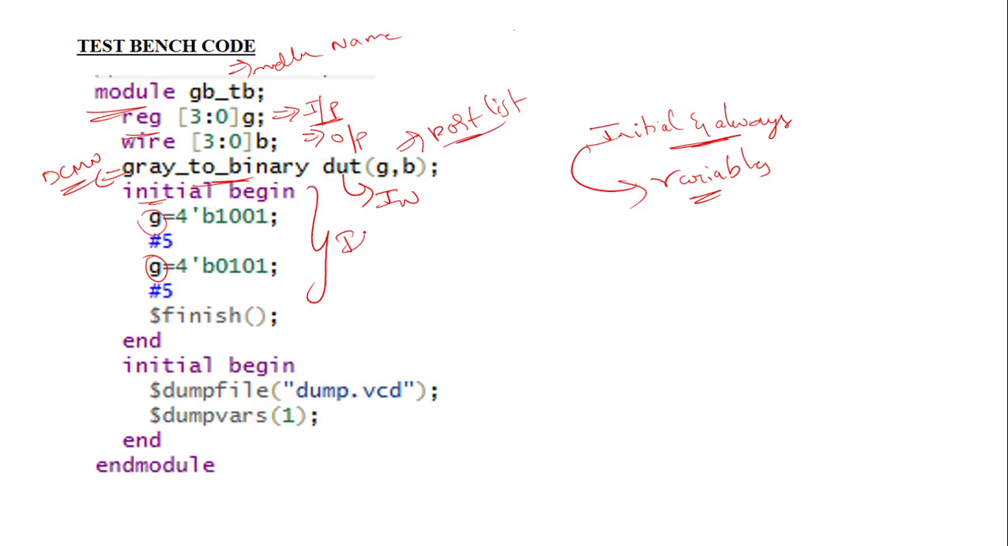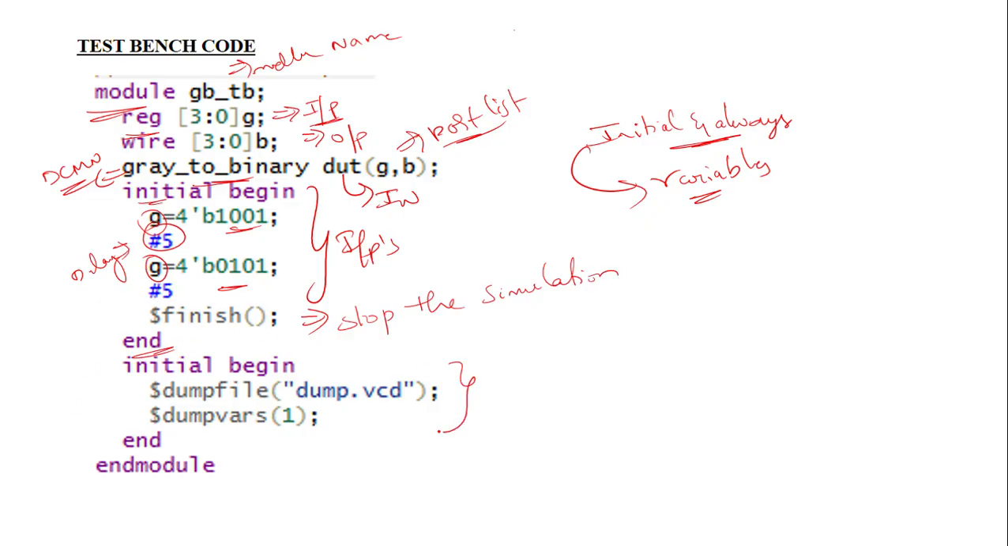Next, in the initial begin, there are the input combinations. Whatever values you are going to give to the input, cross check your output according to your waveform. I can give the 4-bit values here, different G values, and give some delay. The hash means it is like a delay, so you can give some delay, and $finish is nothing but used to stop the simulation. To stop the simulation, we are going to use the dollar finish symbol. Begin ends with end.